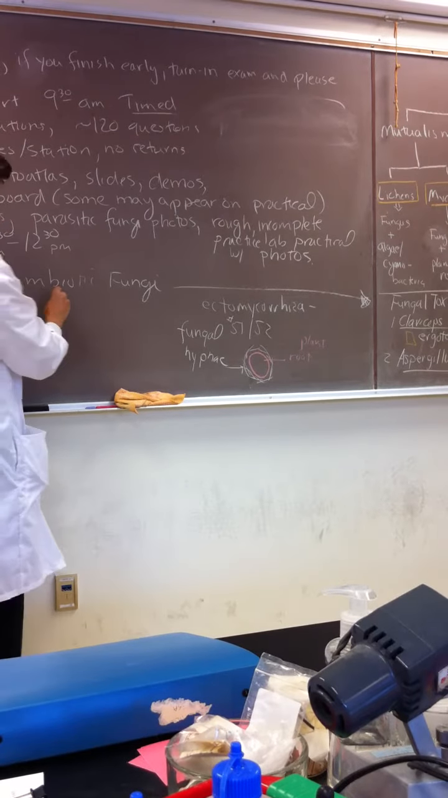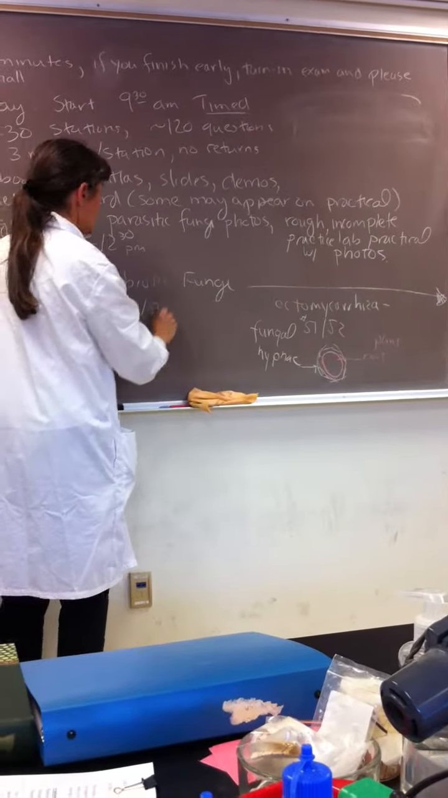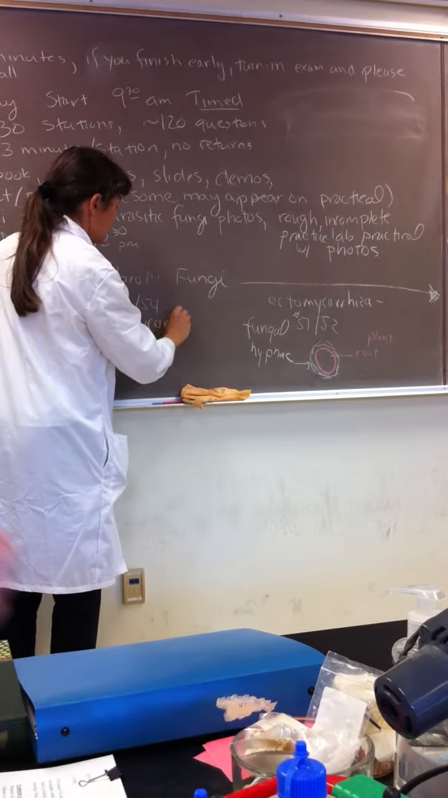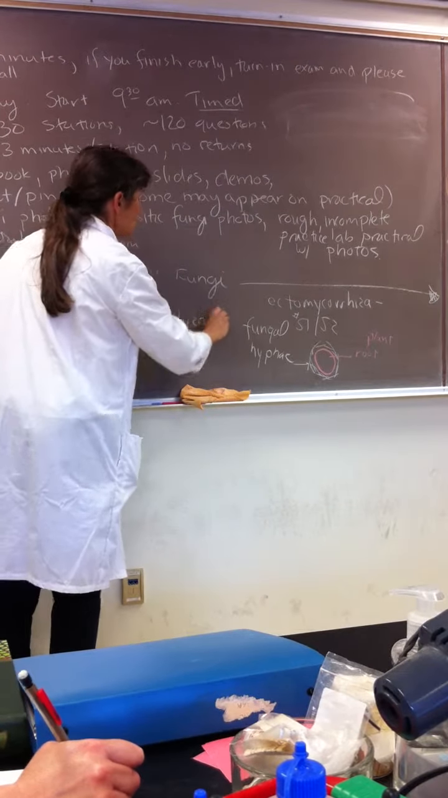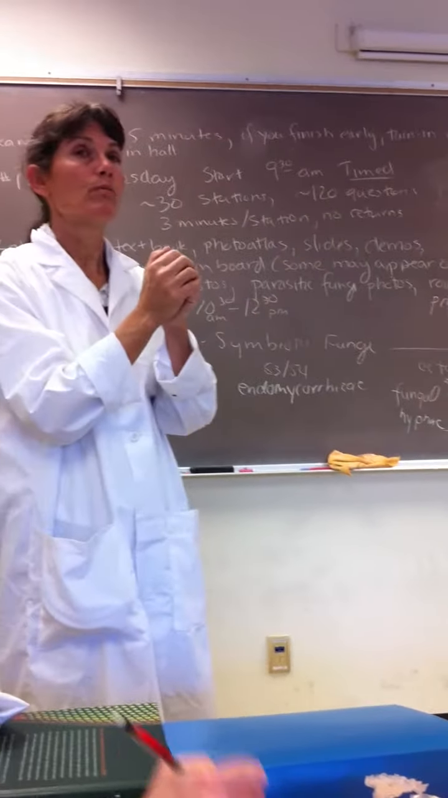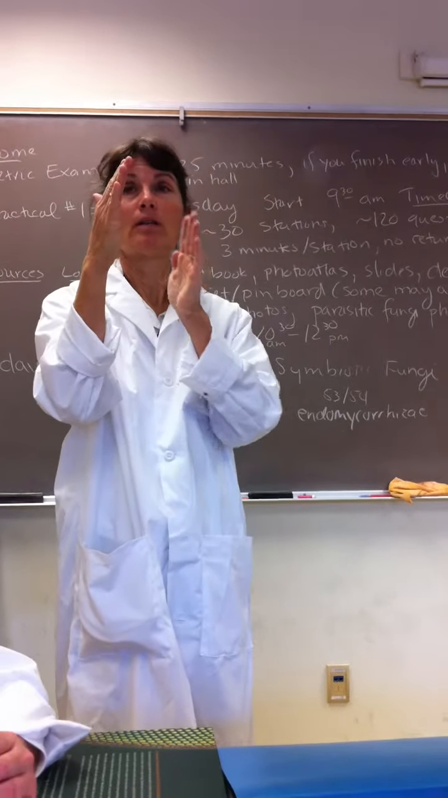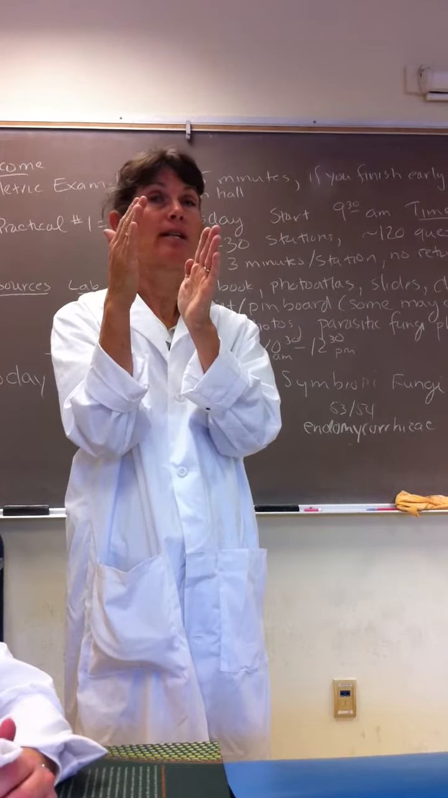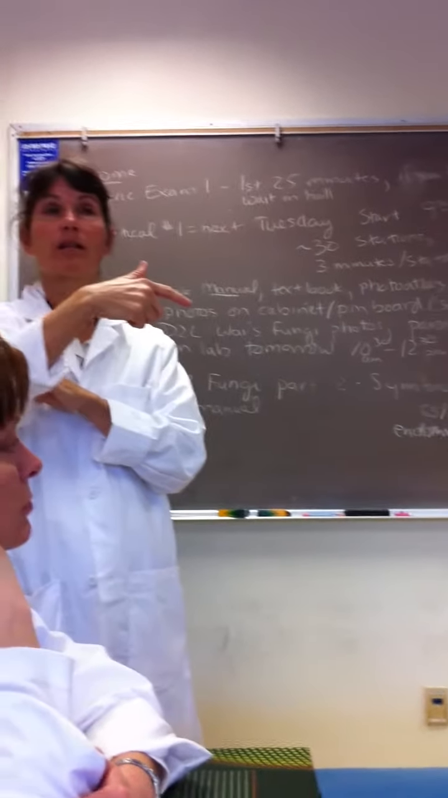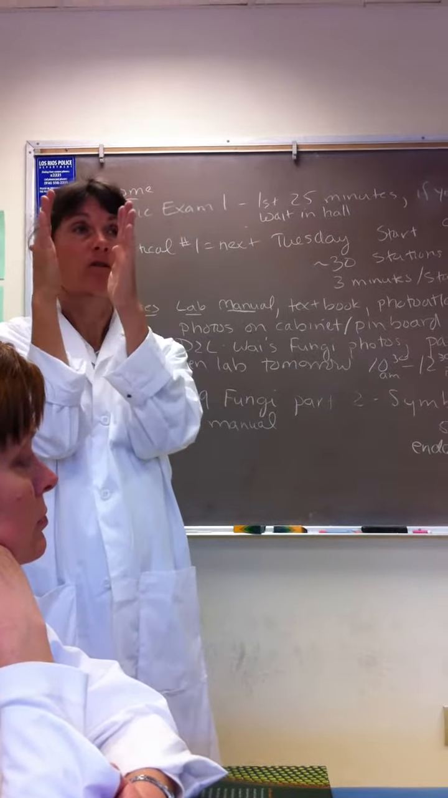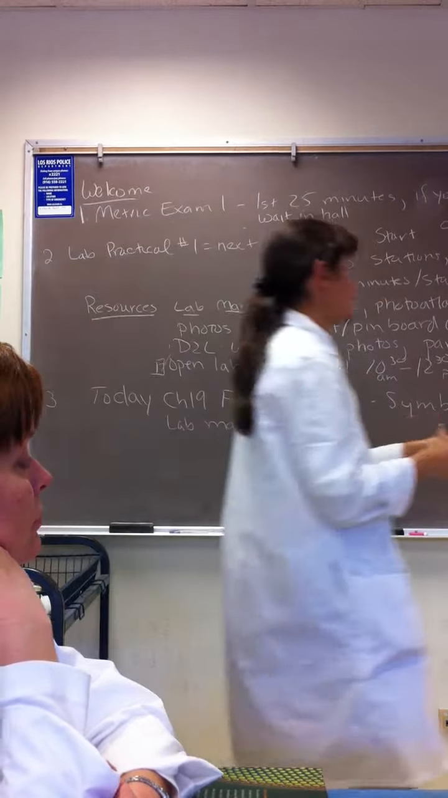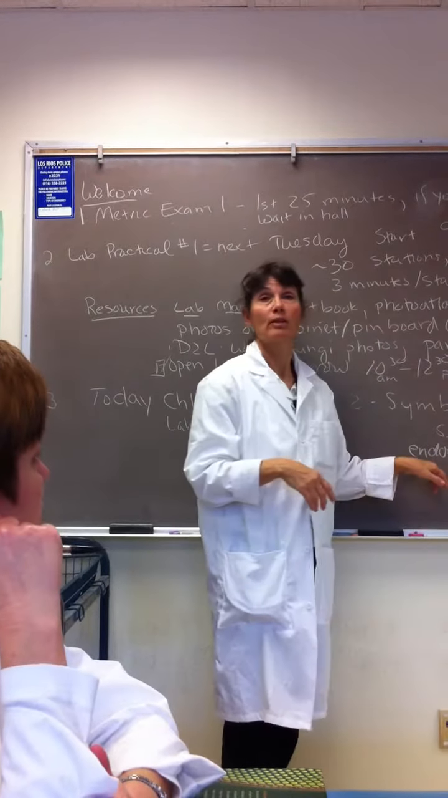Slides 53 and 54 are called endomycorrhiza. And in endomycorrhiza, the fungi do digest their way through the plant cell wall, and they grow between the plant cell wall and the plant cell cytoplasmic membrane. They don't penetrate, they don't punch their way through the plant cytoplasmic membrane. They grow in the space between the plant cell wall and the plant cytoplasmic membrane, and hence they're called endomycorrhiza.